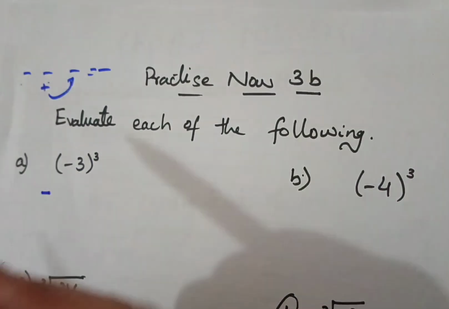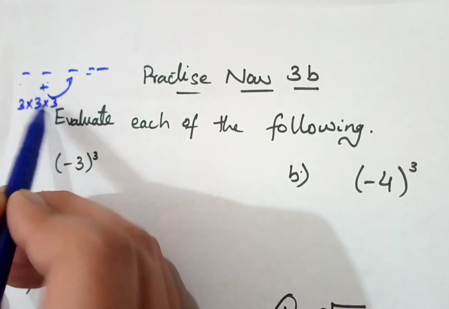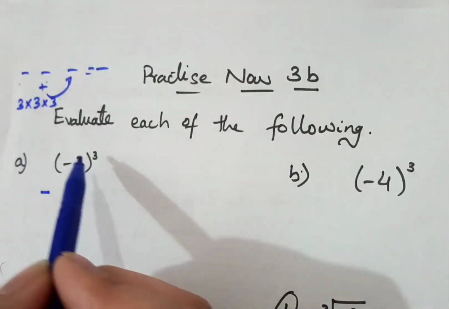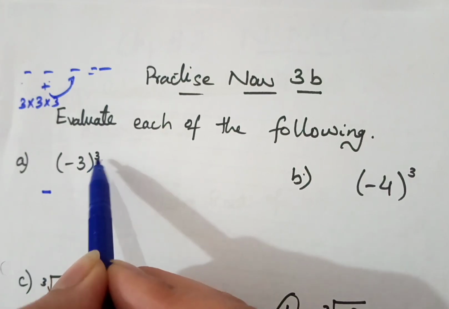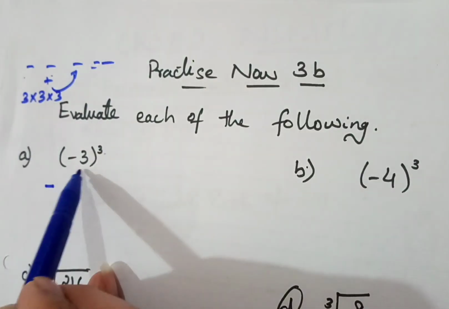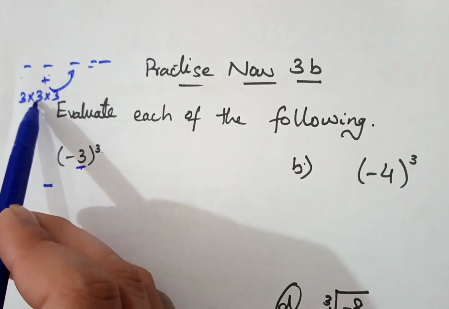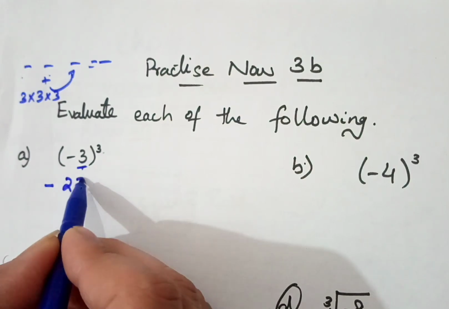3 power 3 means that 3 is going to be multiplied 3 times. 3 multiplied by 3 multiplied by 3, not 3 multiplied by 3. So the number of times we have the power, that is the number of times we have to multiply those terms. 3 3s are 9 and 9 3s are 27. So we have the answer minus 27.